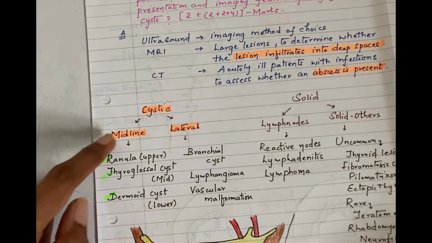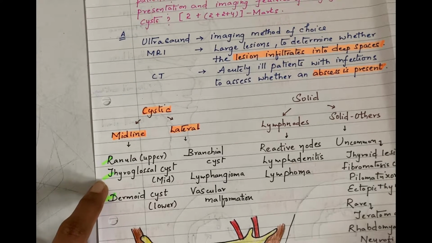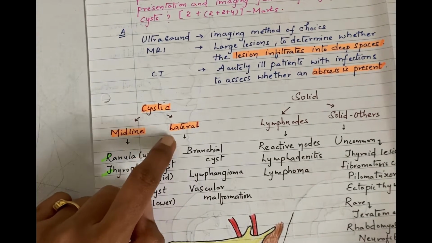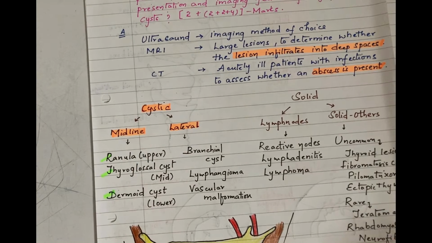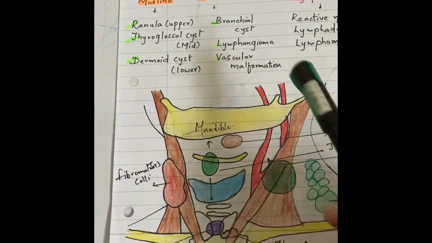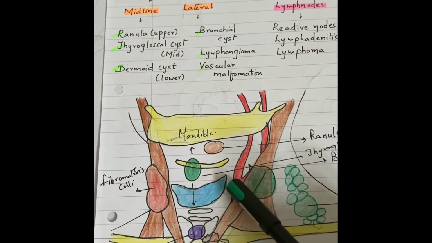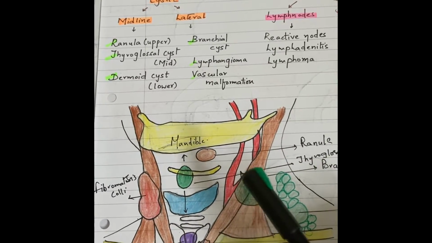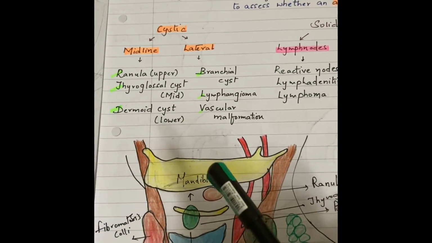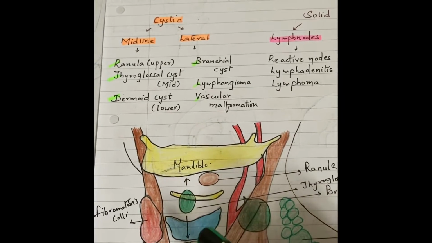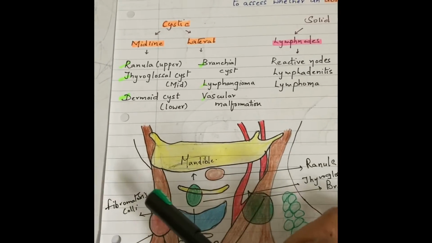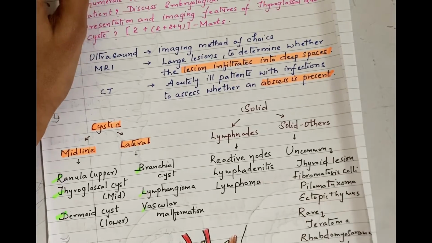Remember, ranula occurs in the upper aspect of the neck. Thyroglossal cyst I'll be discussing, and dermoid cyst occurs mostly in the lower part among the 3 midline neck masses. Coming to lateral masses, the lateral neck masses in pediatric patients are branchial cyst, lymphangioma and vascular malformation. Here also 3. Here we have the mandible, hyoid bone, laryngeal cartilages with the thyroid cartilage and thyroid gland, and down we have the trachea, sternocleidomastoid muscles and carotid vessels. So midline neck masses: ranula, thyroglossal cyst, dermoid cyst. Lateral masses: branchial cyst, lymphangioma. Other we have fibromatosis coli. It's very easy.